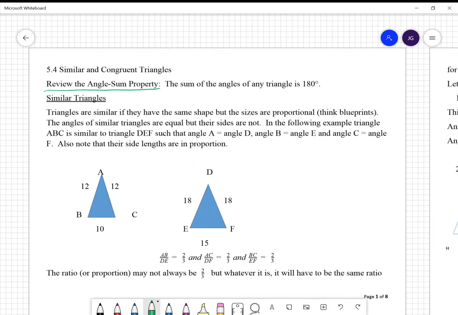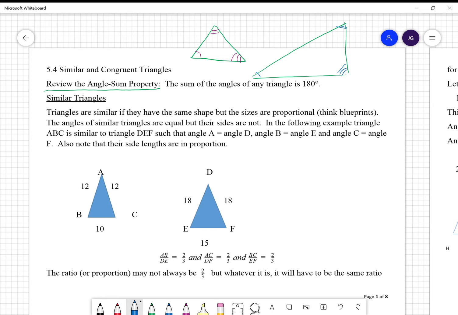Doesn't matter how big or how small the triangle. Doesn't matter the shape of the triangle. If you add up the angles, you get 180. If you add up these angles, you get 180.